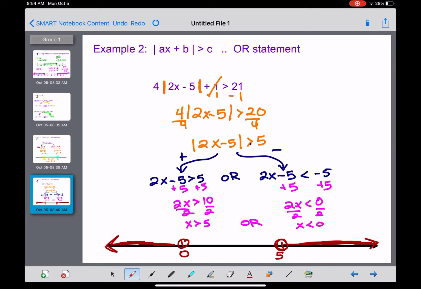So in an or statement, it can be either or. So all possible solutions are anything that is less than 0, anything that is greater than 5, and both sets of those would work.